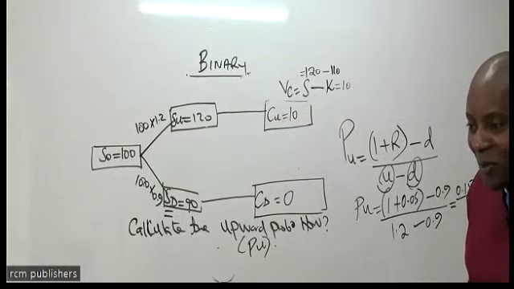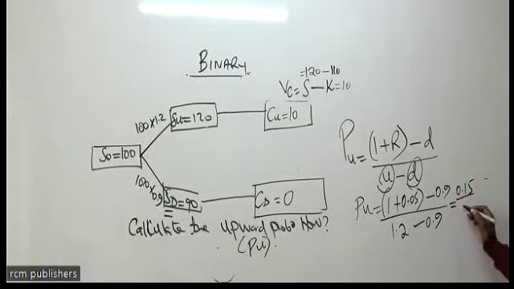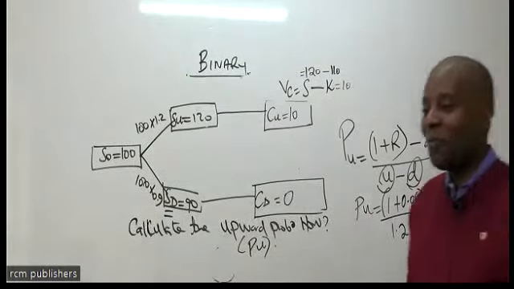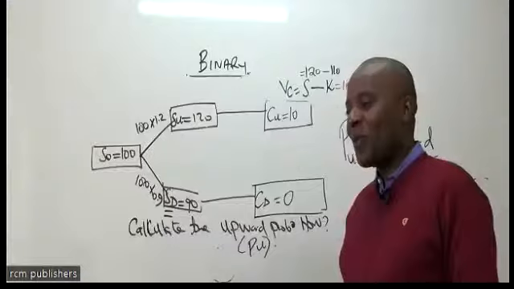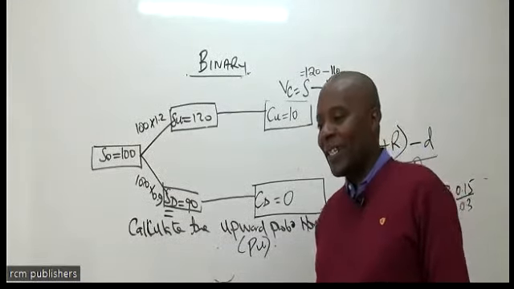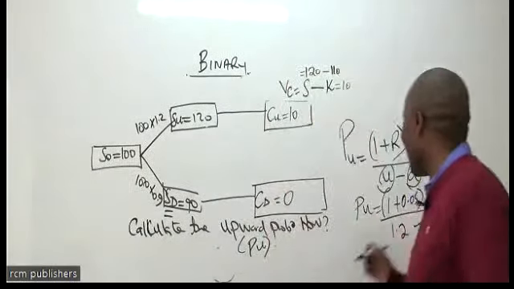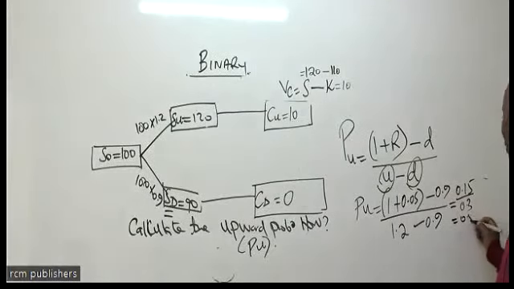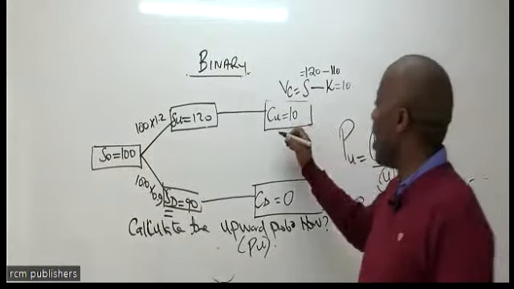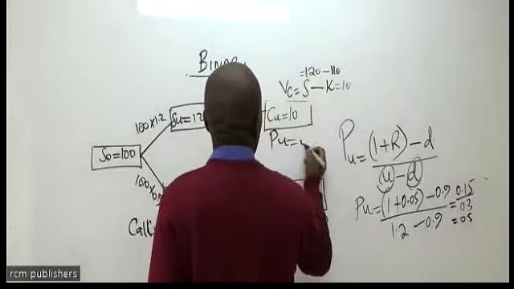0.3. Thank you so much. So 0.15 divided by 0.3, how much do you get, somebody? The final answer is 0.5. So that means here the probability of up is 0.5.